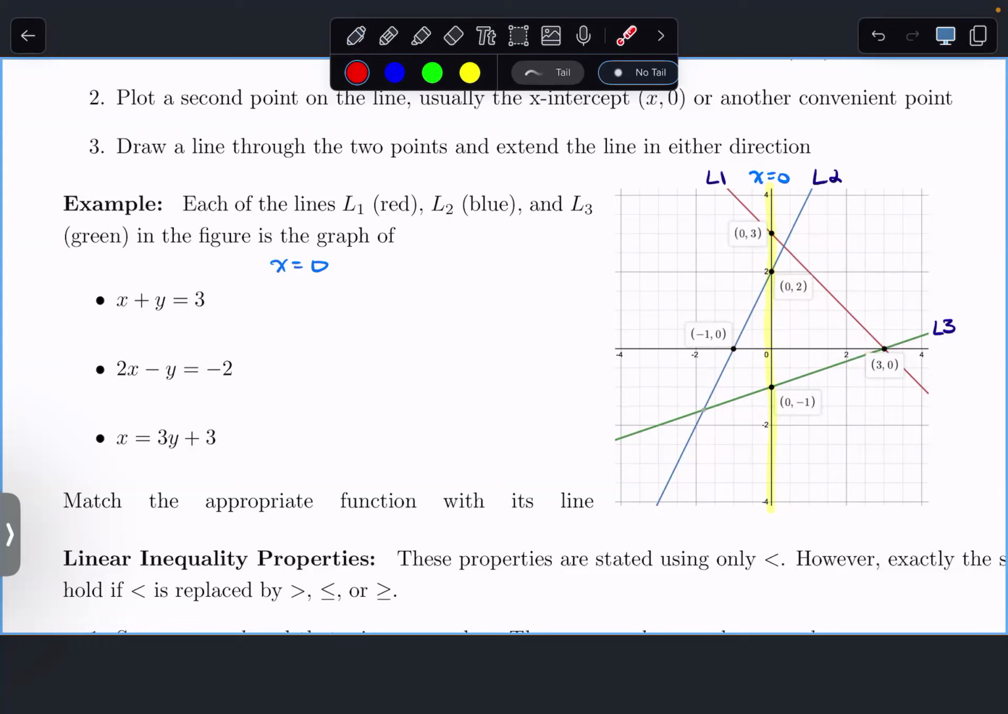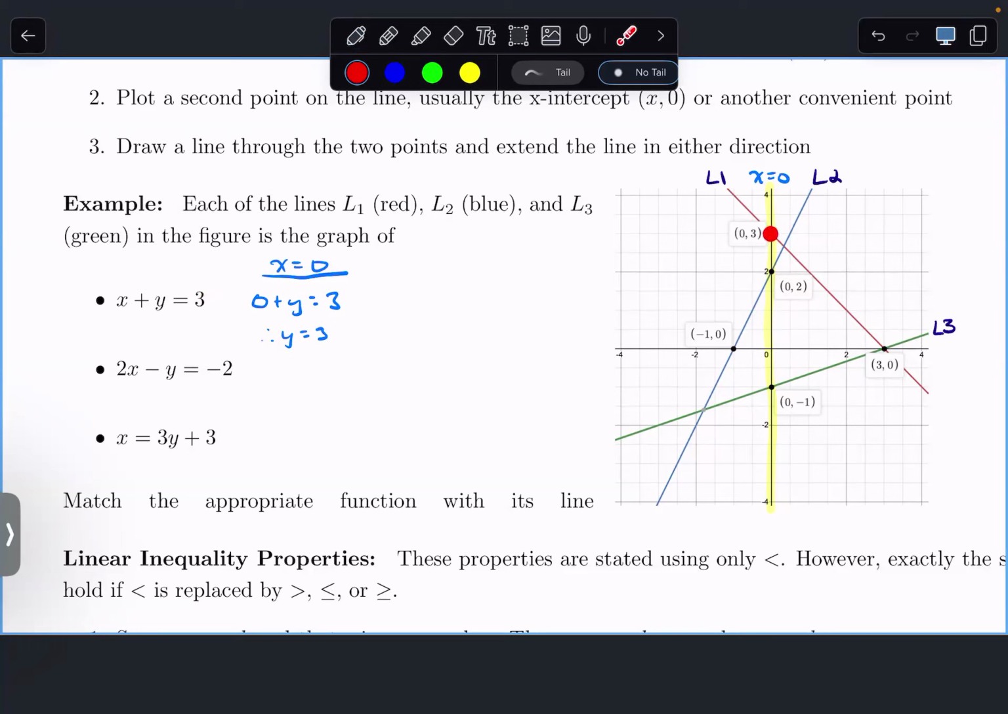But let's just, for completeness' sake, say that 0 plus y is equal to 3. Well, then y must be 3. Which means that (0, 3) is on this first line. Right? If you don't have the lines, let's work it that way, then you would have this point on the line.